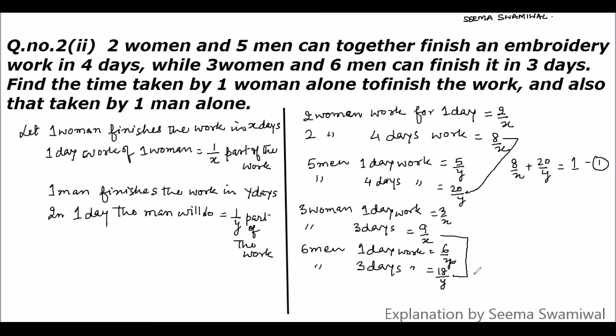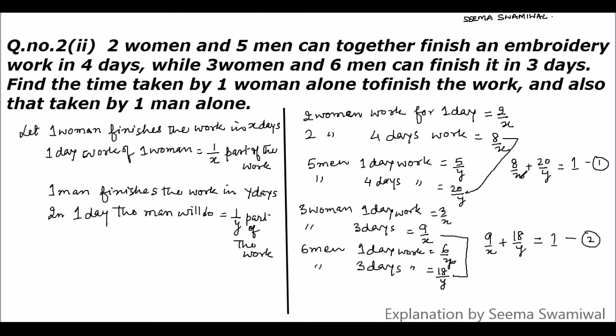So if you combine the two, they are able to finish the job in 3 days. So in 3 days, both of them together again have finished one complete work. So there are two ways of getting one work complete. Either you hire 2 women, 5 men for 4 days, or you hire 3 women and 6 men for 3 days. So in both the conditions, one complete work will be finished. So this is the second equation.